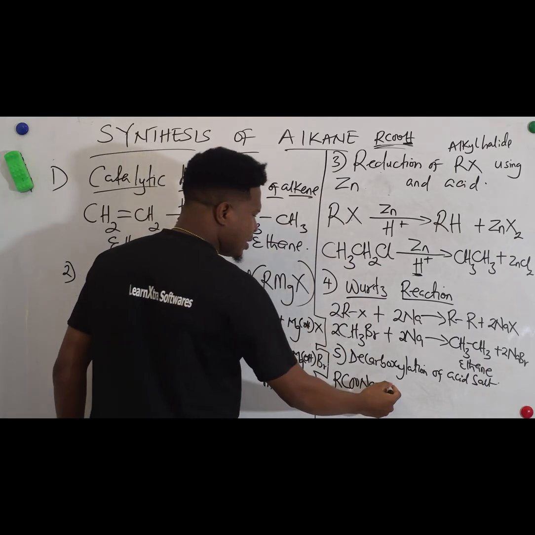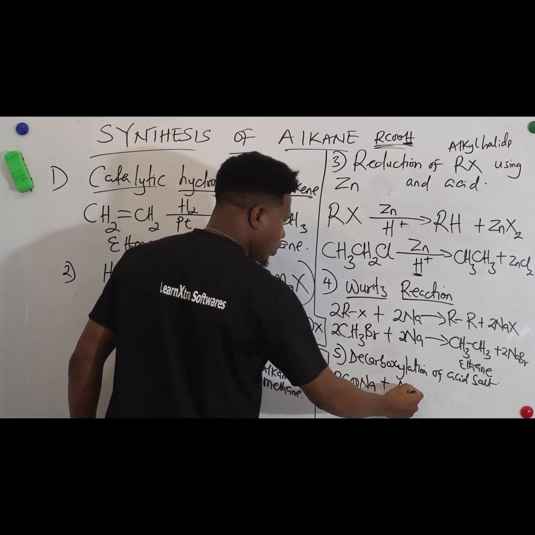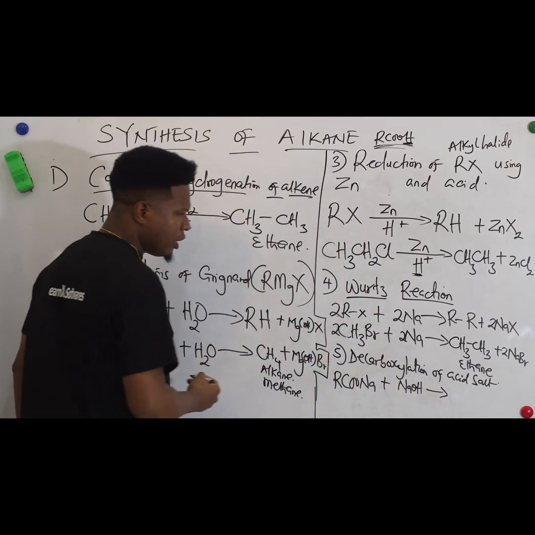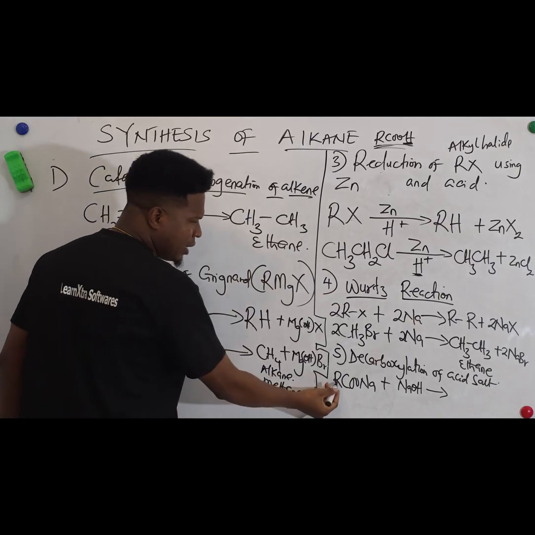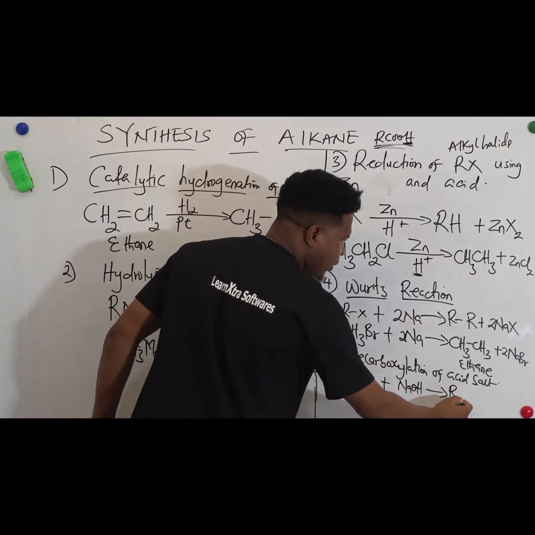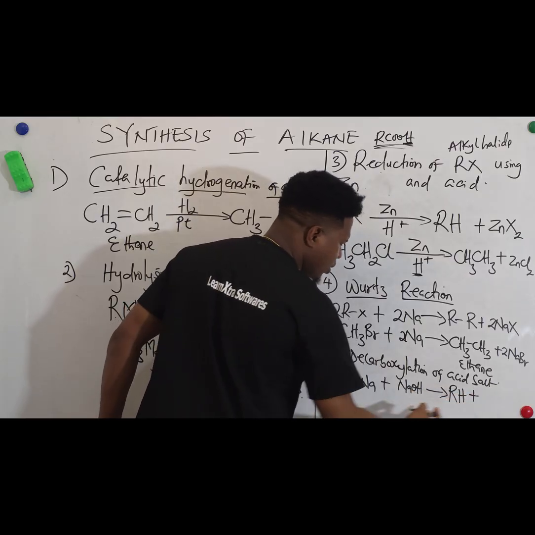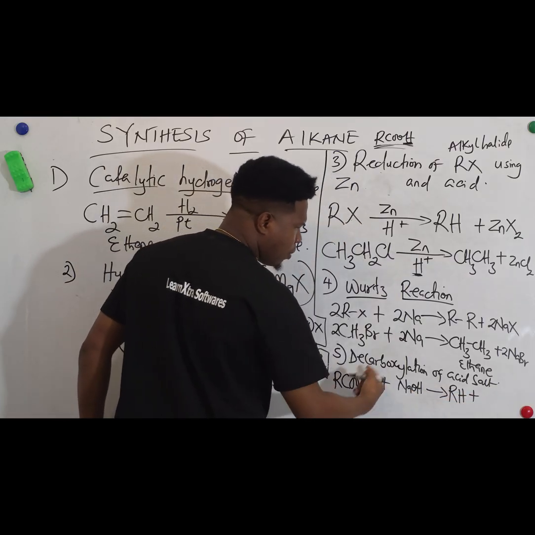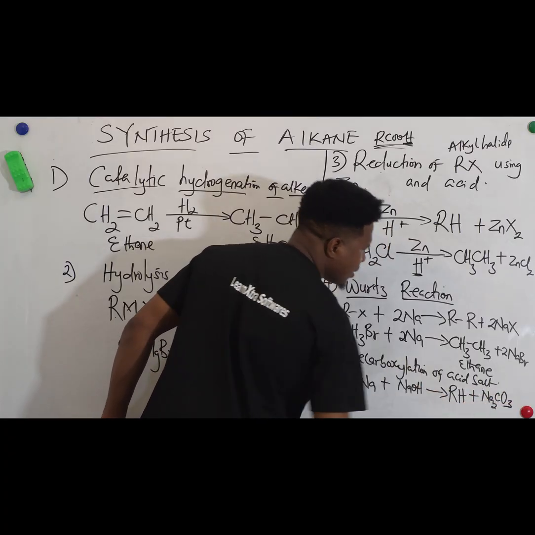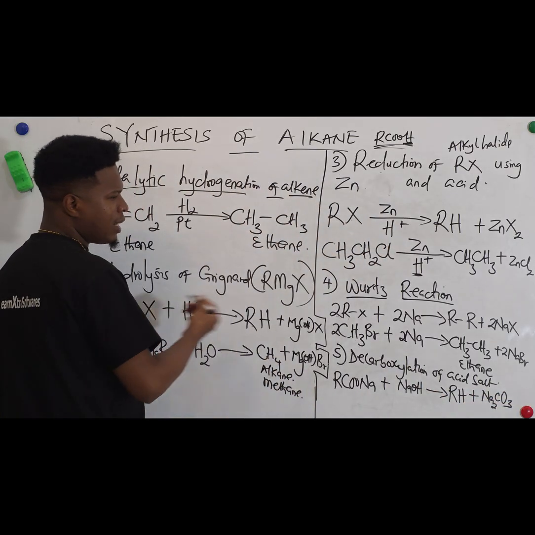So when you decarboxylate, it means you react this thing with sodium hydroxide. If you react this thing with sodium hydroxide, this R here will combine with this H here to form the alkane, which is RH, plus every other thing here will combine and form sodium carbonate. Okay? So let's use an example for this.